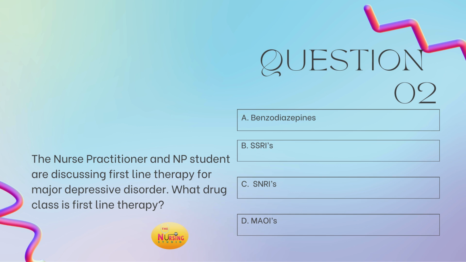So the stem of the question states, what drug class is first line therapy? So first line therapy for what? What are we treating? So it's talking about major depressive disorder. So when we're thinking first line, you want to go B, SSRIs. Benzos are typically for the management of anxiety. We can utilize SNRIs as well as MAOIs, but first line are your SSRIs, okay?